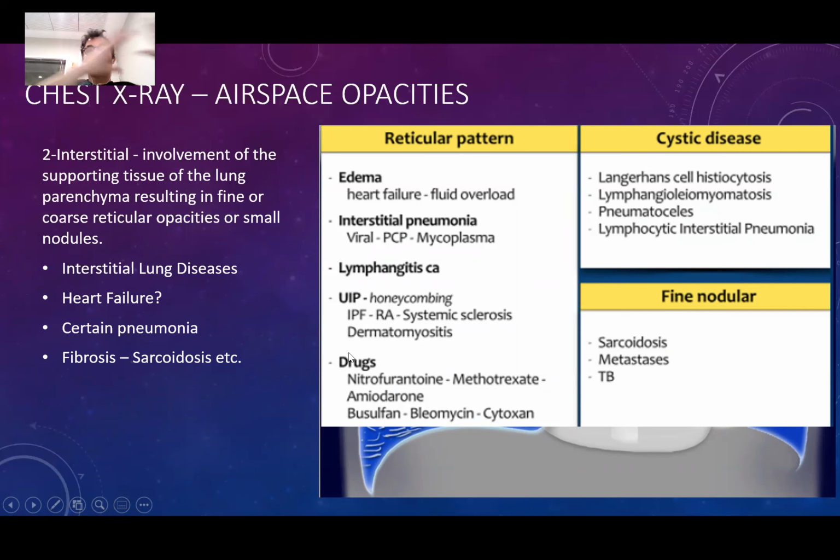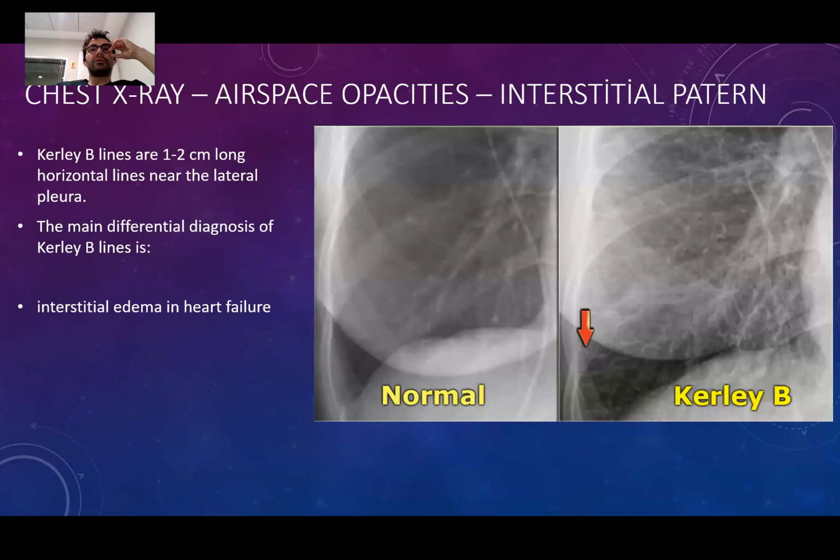Sometimes drugs cause pulmonary fibrosis, so they will cause these reticular areas, opacities. And when we are talking about interstitial pattern, we should always keep in mind the interstitial lines which are happening in heart failure. These are called Kerley B lines. They will be perpendicular to the pleural wall, and they are caused by the edema in the lung tissue.